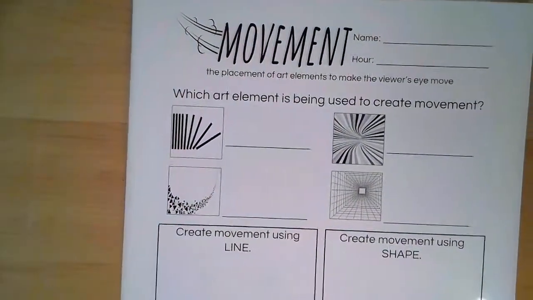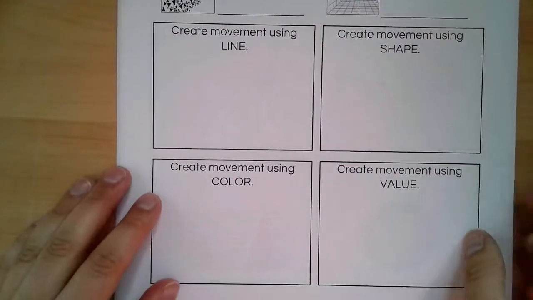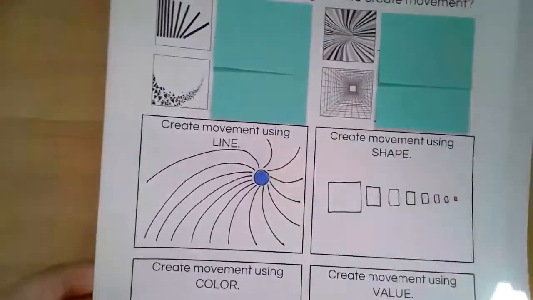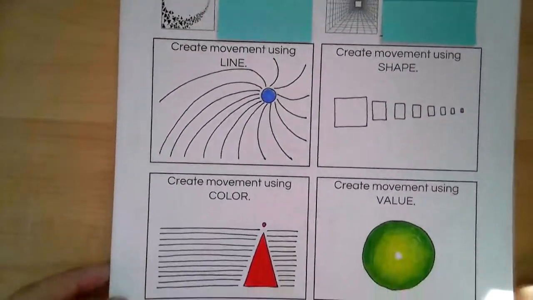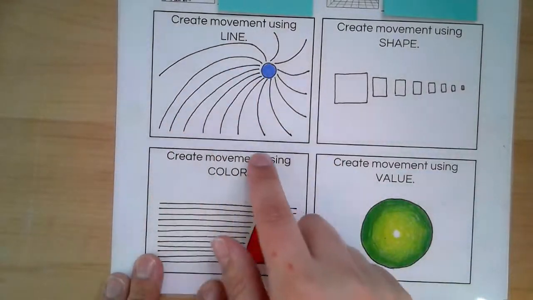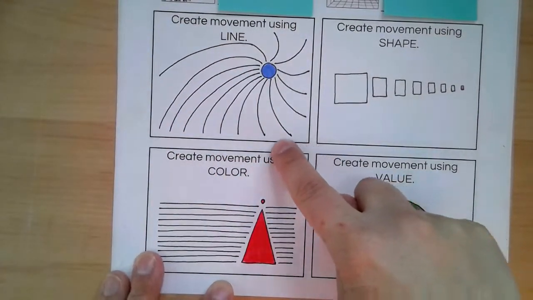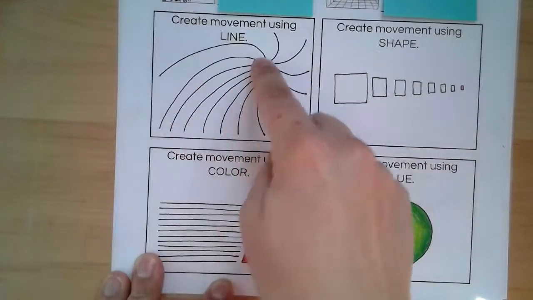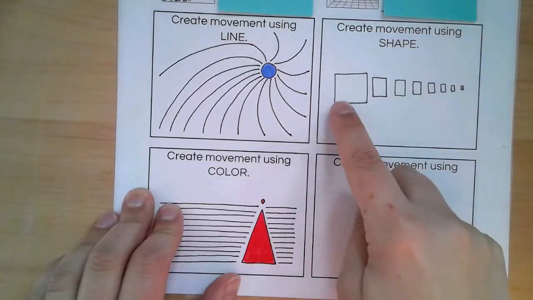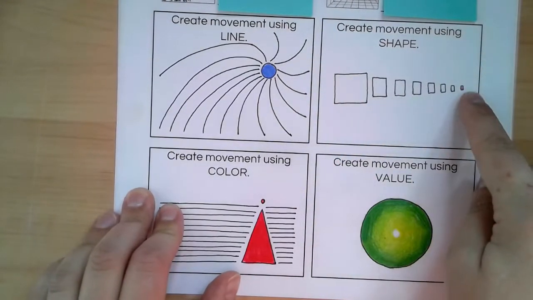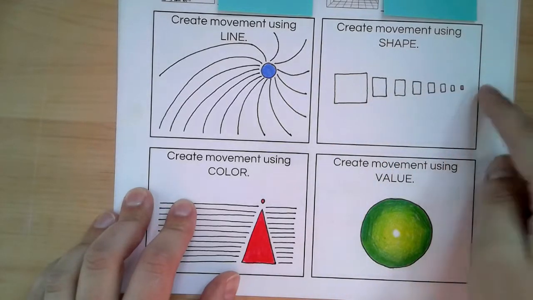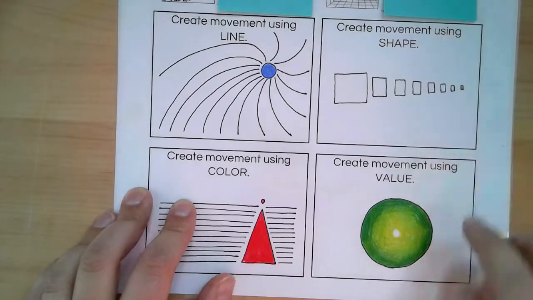So in the bottom half, you are going to be creating movement using line. And I have a couple of examples that I want to share with you. Make sure you don't copy my examples, otherwise it doesn't count. So creating movement using lines. I'm using lines to point to that blue circle. In this one, I'm using shapes. So my shapes are getting progressively smaller or progressively bigger, depending on how you look at it. And I'm following those shapes to my little red square right here.